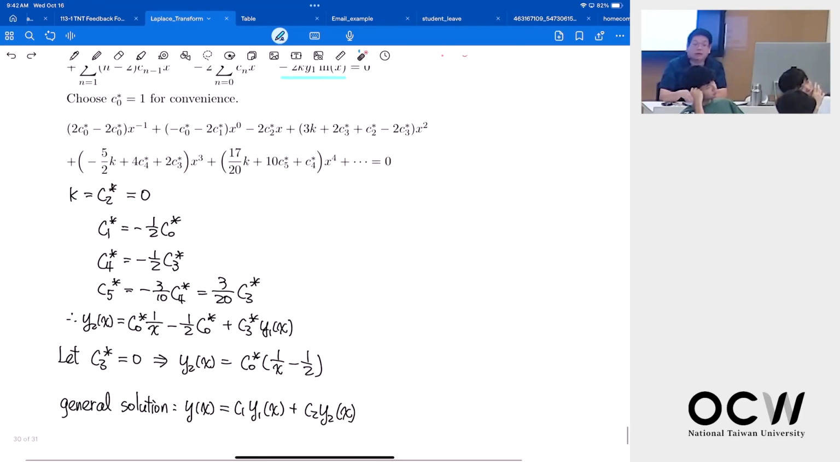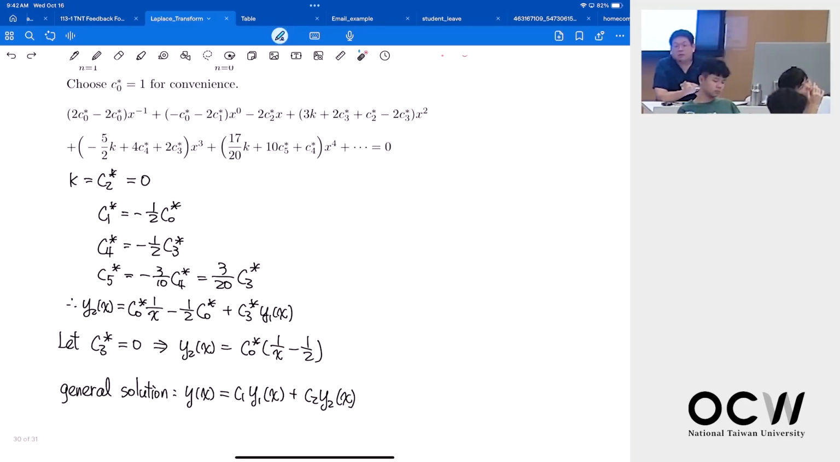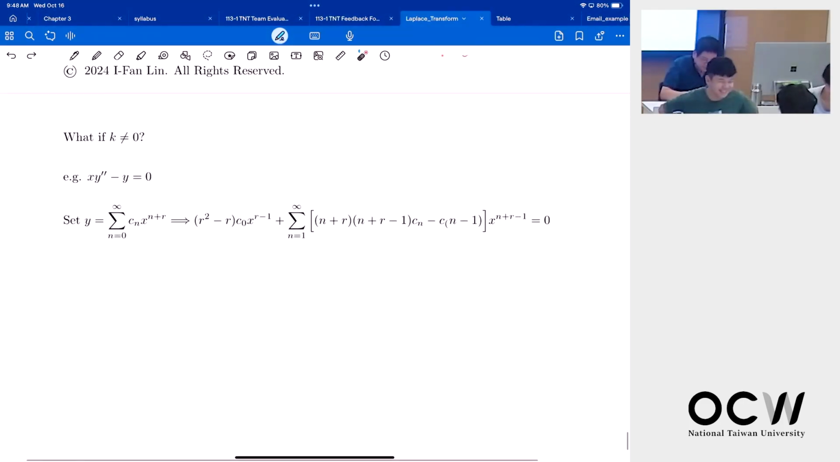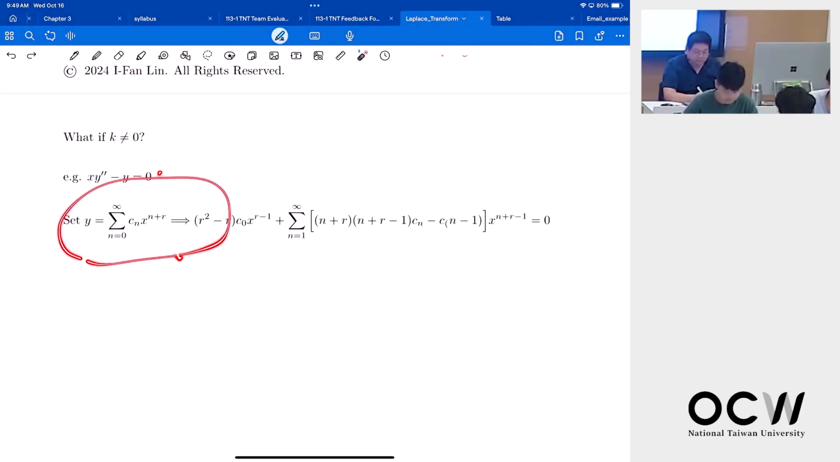Okay. What if K is not 0? Because in this case, K just be 0. What if K is not 0? If K is not 0, in this example, let's see. Again, 0 is a regular singular point, so we will have a series solution about 0.